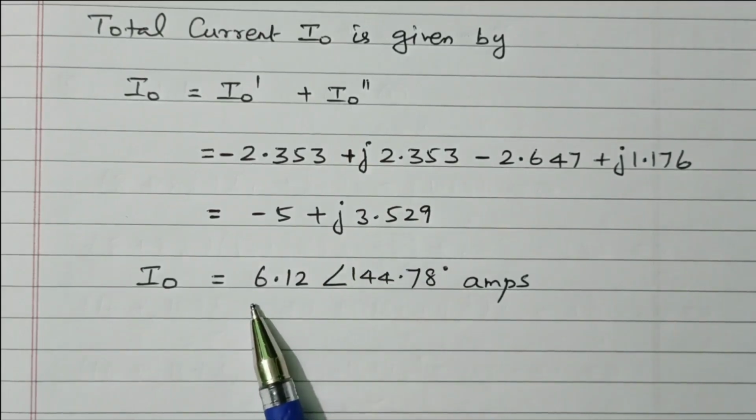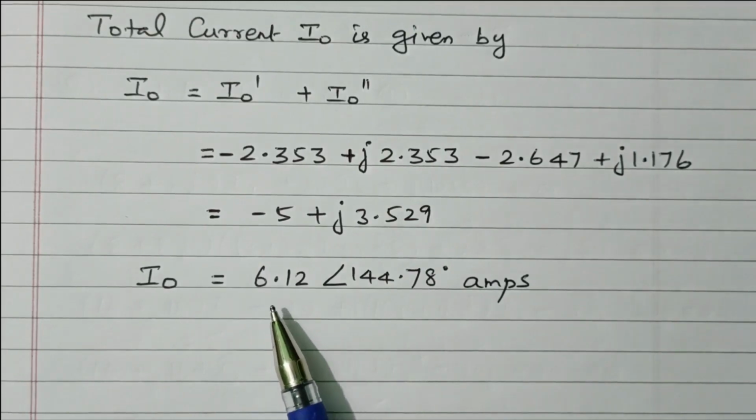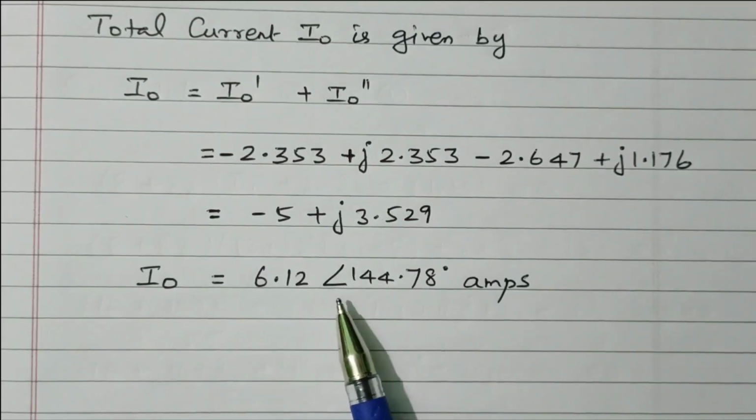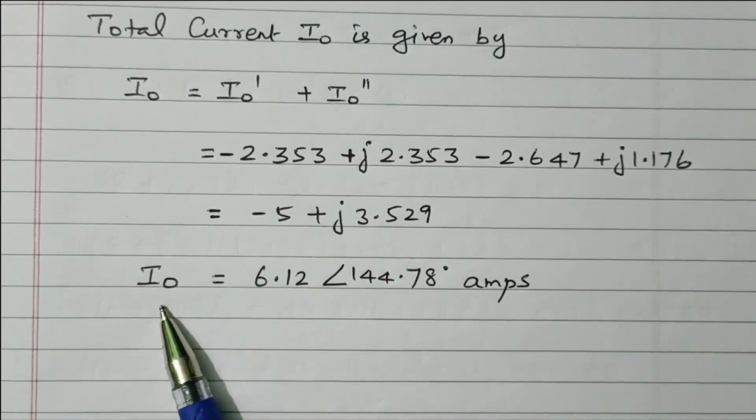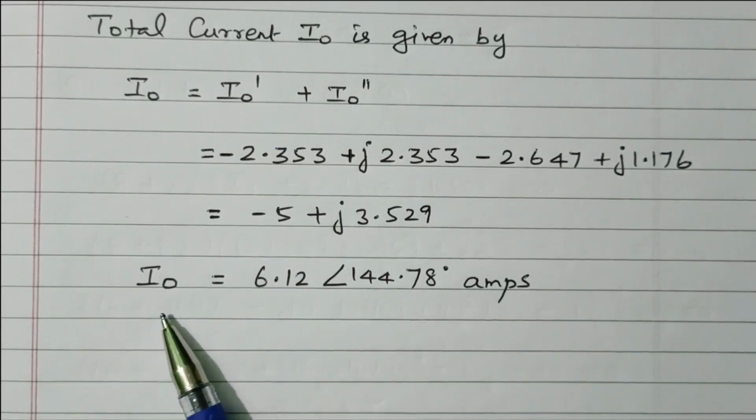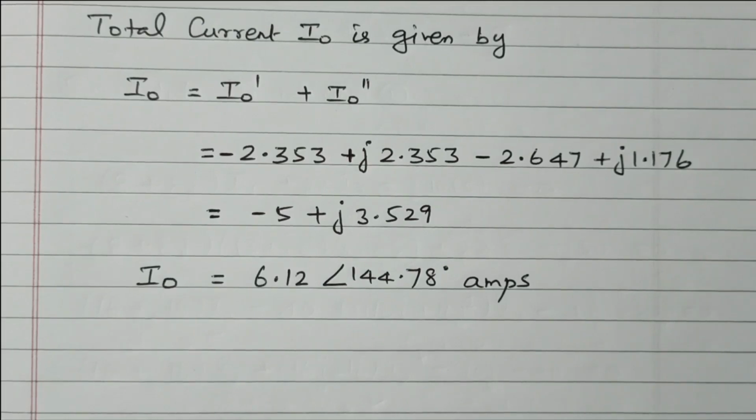While converting to polar form, you can convert directly using the calculator: 6.12 with an angle of 144.78 ampere. So this is the I naught value. In this problem, we solved using the superposition theorem. We calculated the I naught value having one voltage source and one current source. In step 1, we considered only the voltage source, with the current source removed. In step 2, the current source is considered and the voltage source is removed, and we calculated the current. Finally we added both the currents to get the final value.